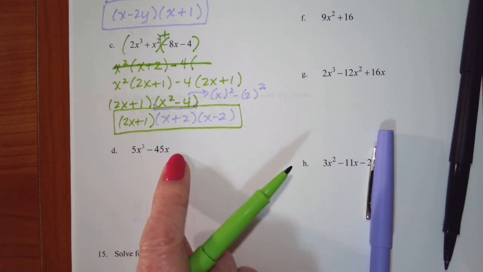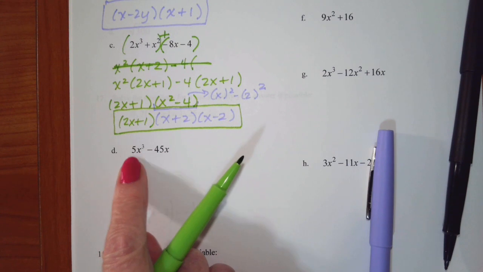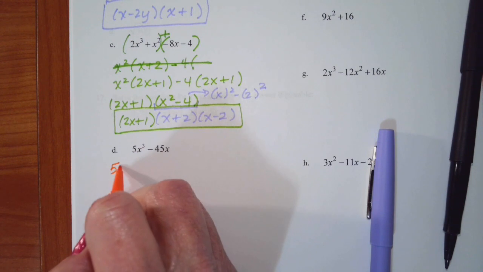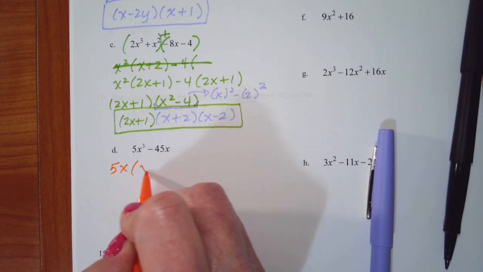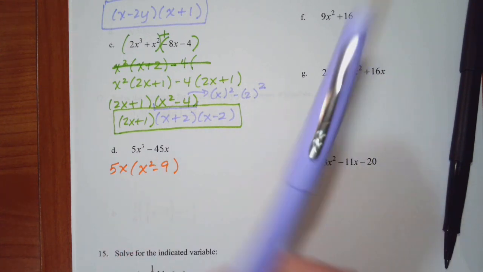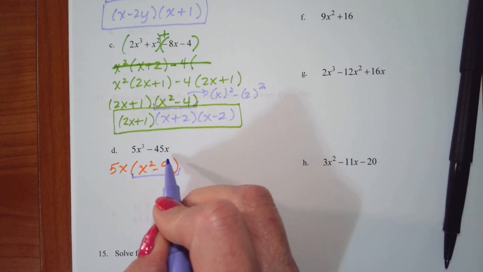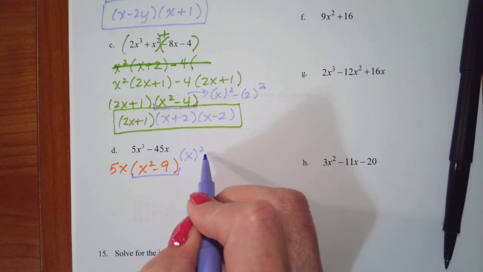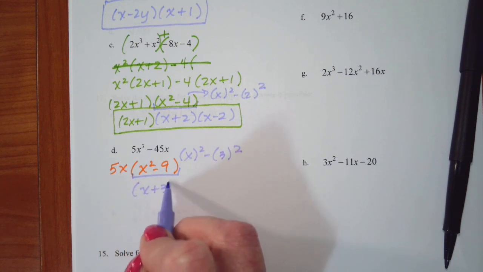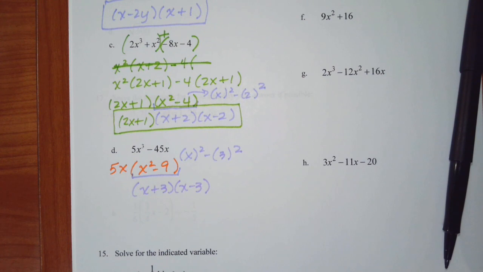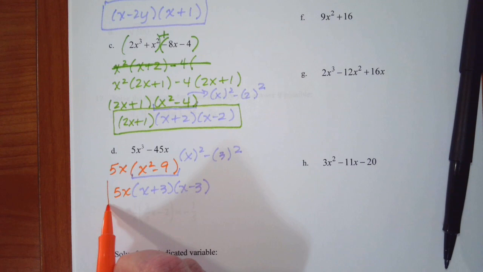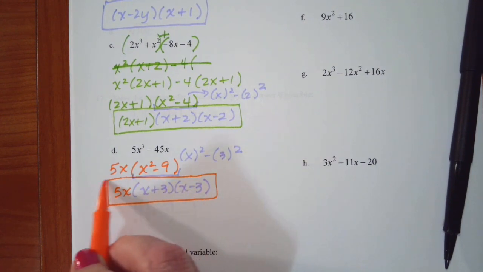Okay. All right, 2 terms. Look for a GCF. I have one. The GCF is 5x. And I'm left with x squared minus 9. This is, again, a difference of squares because this is x to the second minus 3 to the second. So this becomes x plus 3 times x minus 3. Include my 5x in my final answer. And there we go.